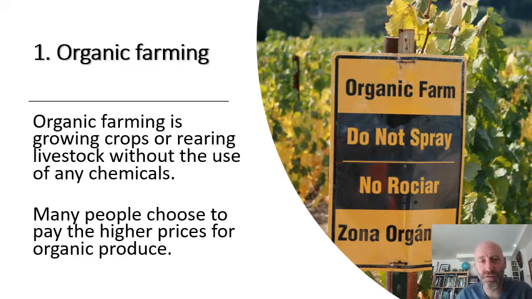So if we look at this first example, we've got organic farming. So organic farming is growing crops or rearing livestock without the use of pesticides and herbicides and chemicals. So we would obviously recognize that that's less damaging to the environment, but often it means the prices are higher, which can put people off.